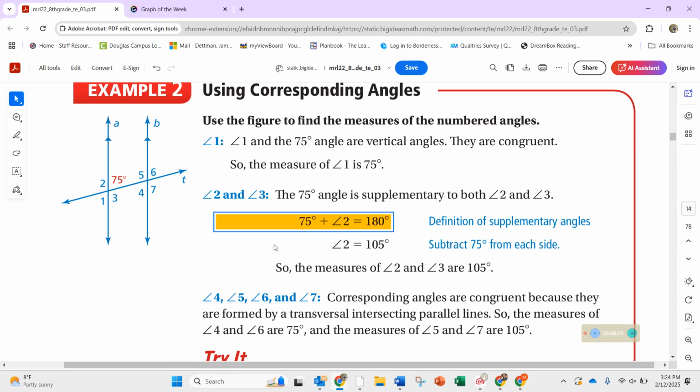So we have our 75 plus our 2. It's still a straight line. Well, Mr. D, the line slanted a little bit. I get that. But look at just the line, ignore everything else. It's still a straight line. Straight lines, angles add up to 180. A straight line is a 180-degree angle.